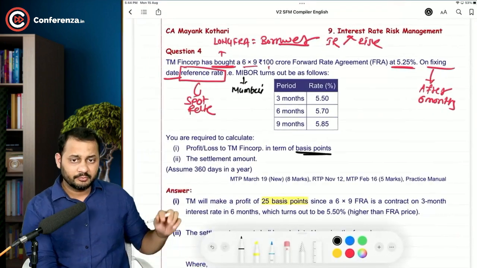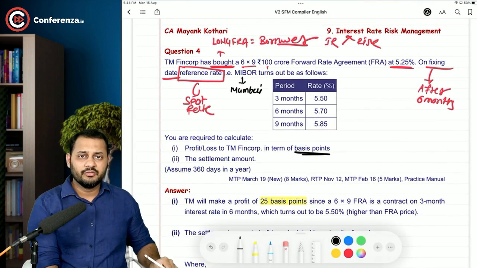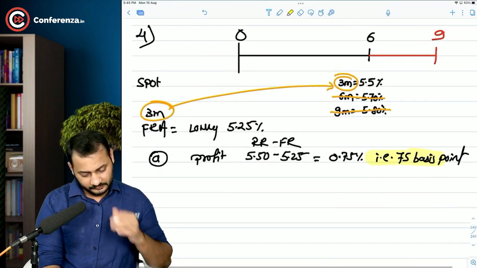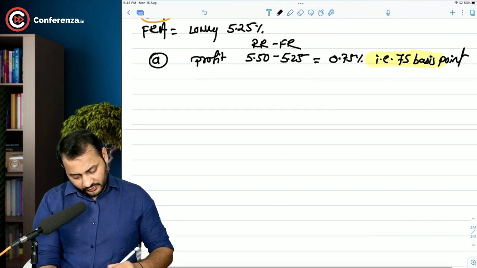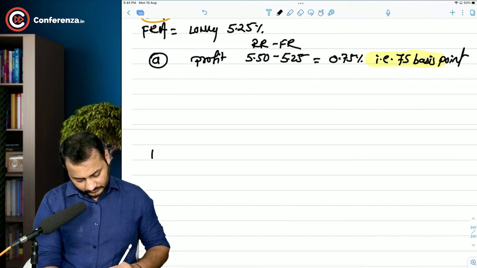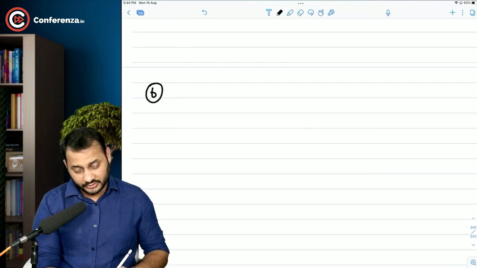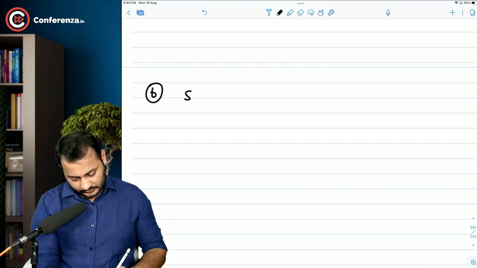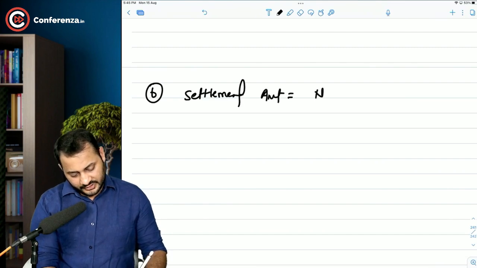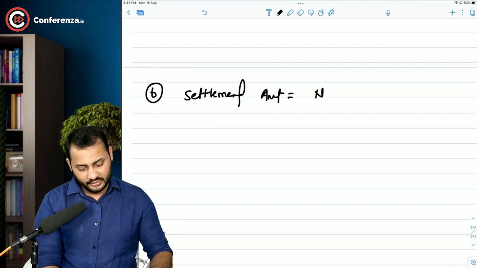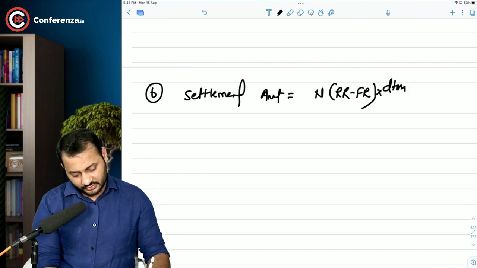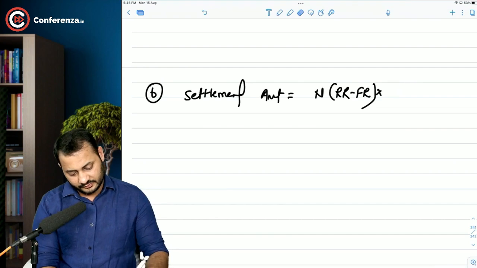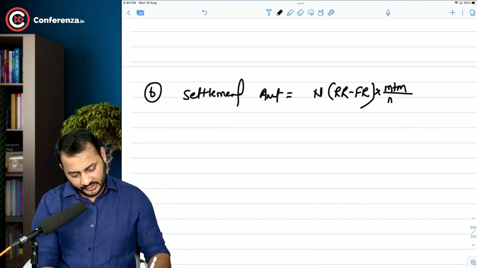Okay. Now what is the second part? The settlement amount. What do you think will be the settlement amount? Very easy, sir. How much is the amount of loan? 100 crore. Settlement amount. We have a formula for settlement amount, but you should know the logic as well. What should be the formula? First, take the notional principal amount. Since you are long on FRA, you will take reference rate minus forward rate multiplied by days till maturity, or in this case months are given. So I will take months till maturity and months in a year.